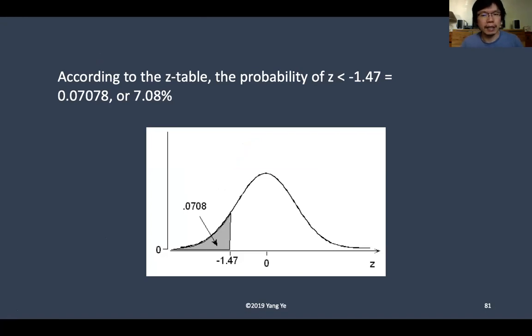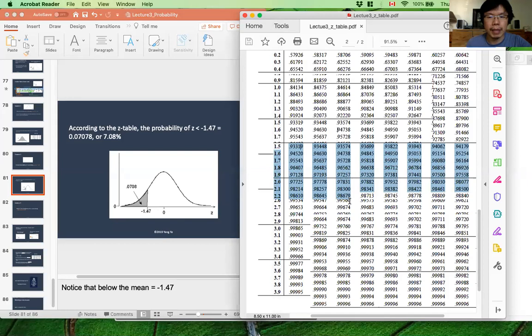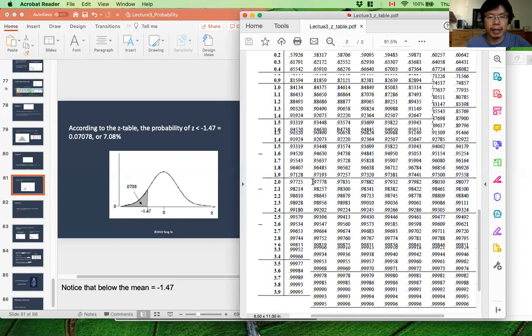And in the Z table, you find 0.07078, which is 7.08%, okay? And then you will know that the probability of a Z value smaller than -1.47 is 7.08%, okay? Was that clear? Because these values are basically percent probability values.